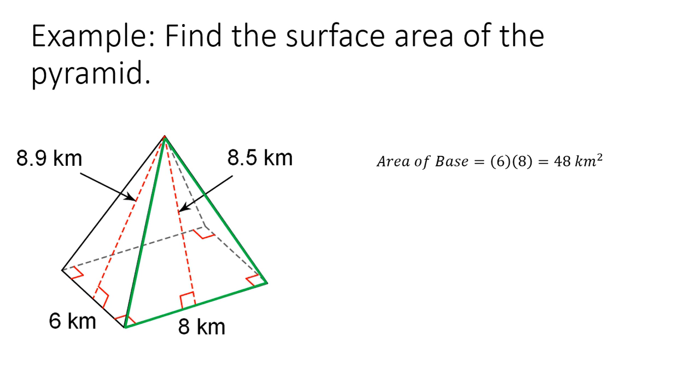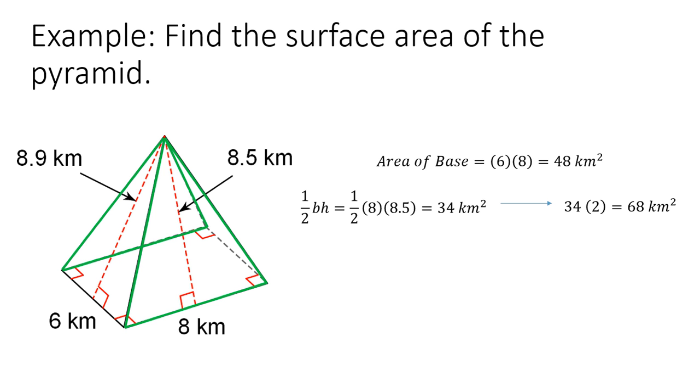The next step is to find the area of the other faces, so I'm going to start with my front face here that is the shape of a triangle. And the area of a triangle is 1/2 base times height. So I'm going to do 1/2 times 8 times 8.5, which will give me an area for that triangle to be 34 kilometers squared. And note that I'm going to have an identical triangle in the back that is going to also have the same exact area. And so I'm going to take that number, multiply it by 2, and get that total area to be 68 kilometers squared for both the front and the back triangle faces.